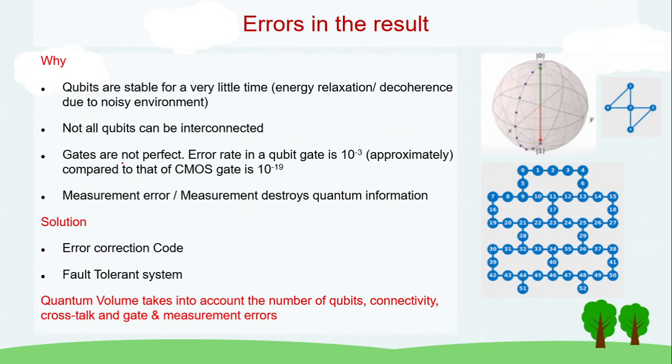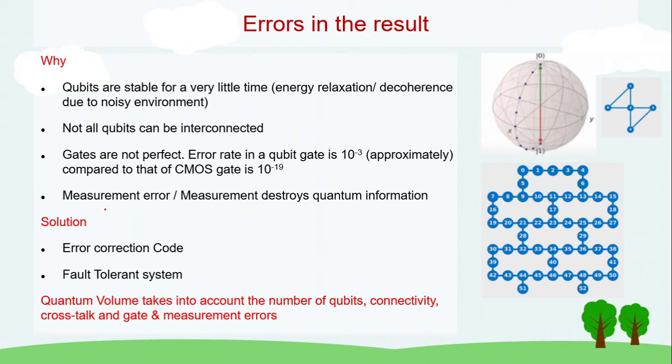The third point is gates are not perfect. The error rate in a qubit gate is typically like 10 power minus 3. Again, it depends on what type of qubits we are using, right? Compared to that of present day CMOS gate, which is used in a classical computer, it is 10 to the power of minus 19. So that's the reason we believe the results coming from our laptop or desktop, whereas the results coming out of quantum computer is a question mark, okay? But you don't have to worry, there are ways to mitigate, right?